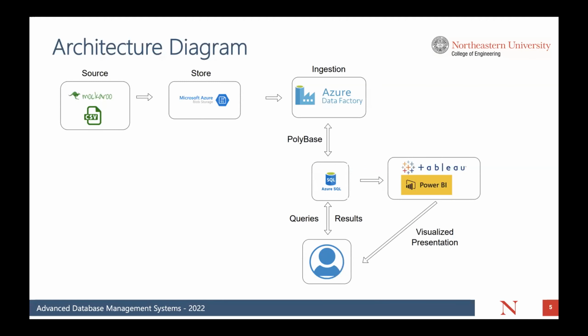This is the architecture diagram. First, download source data from Kaggle on the internet. Second, import data into Azure Blob Storage. Third, create data sets, data flows, and pipelines in the Azure Data Factory. Synchronize the data into Azure Data Studio. Then in Azure Data Studio, we can use SQL to query. And finally, we can use Tableau and Power BI to do visualization.